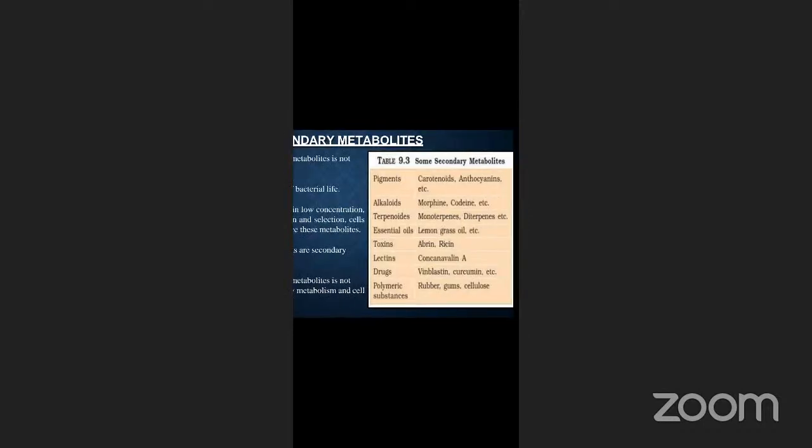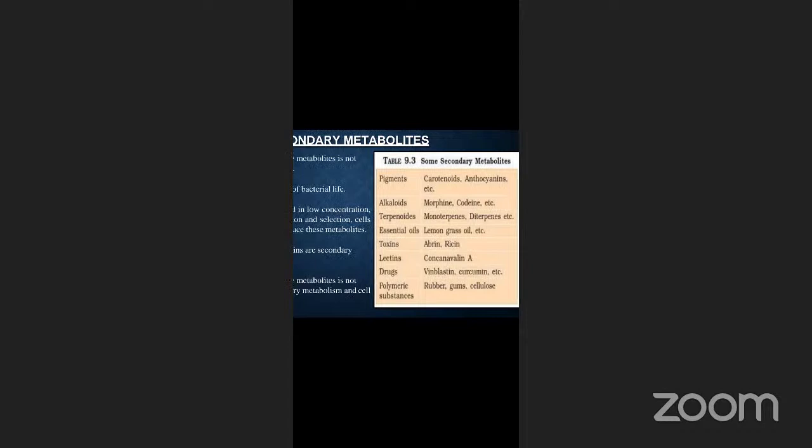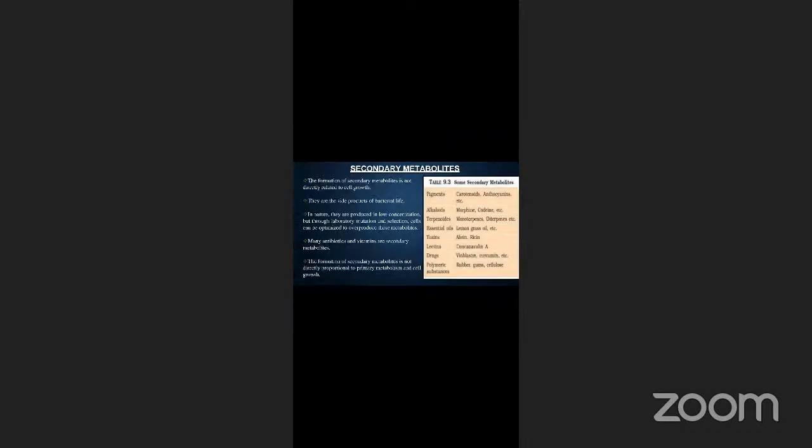So these are some of the examples of secondary metabolites, like pigments. In carrot, we have carotenoids, then anthocyanins, then morphine, or diterpenes. These are in plants, rubbers, gums, cellulose. So many other secondary metabolites are there.